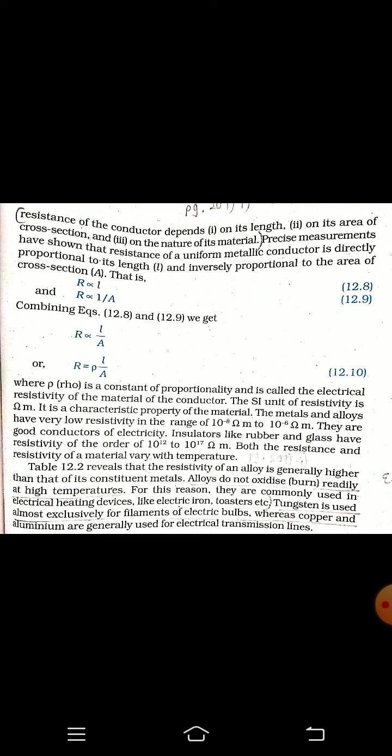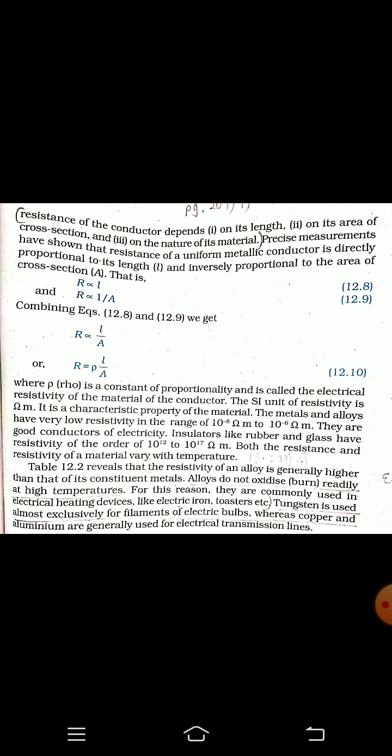R is proportional to L, which we have concluded from this activity that we are writing in terms of formulas and equations. R is proportional to L, which is length. So resistance is proportional to L. And it is inversely proportional to area of cross section. See in equation 12.9, R is proportional to 1 divided by A. That means 1 divided by area of cross section. This means R is inversely proportional to area of cross section.